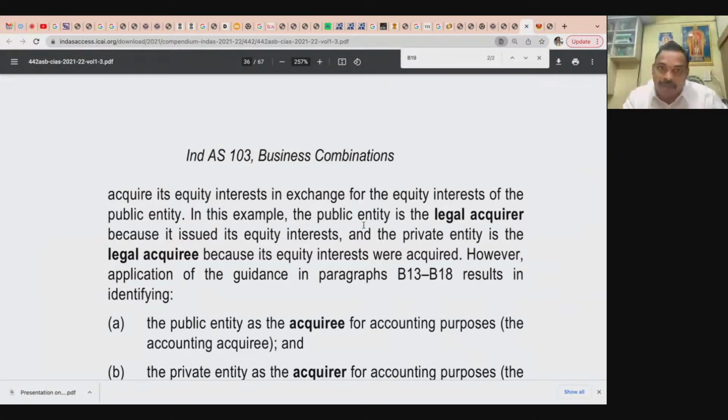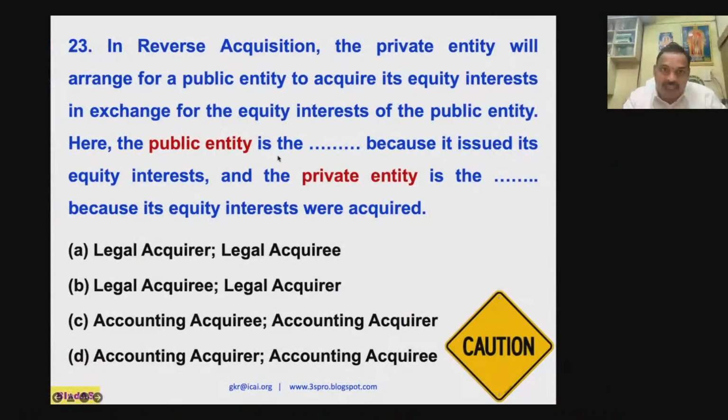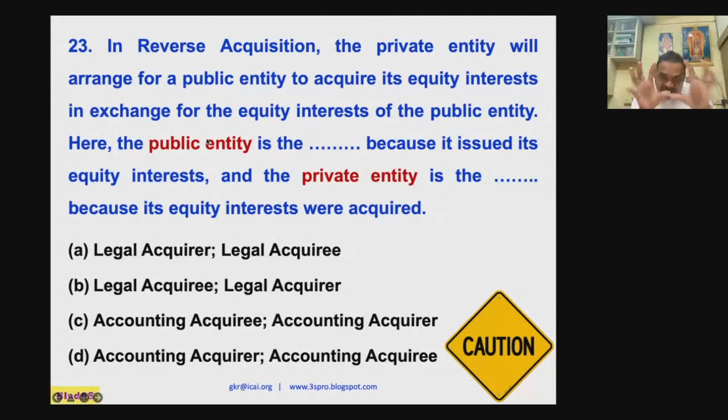So in this example, the public entity is the legal acquirer, because it issued equity interest and the private entity is the legal acquiree. So here the public entity is the legal acquirer. So I gave the example. Public entity is the legal acquirer and the private entity is the legal acquiree. So understand this example. Then only you can actually answer this properly. Okay, so 23A.